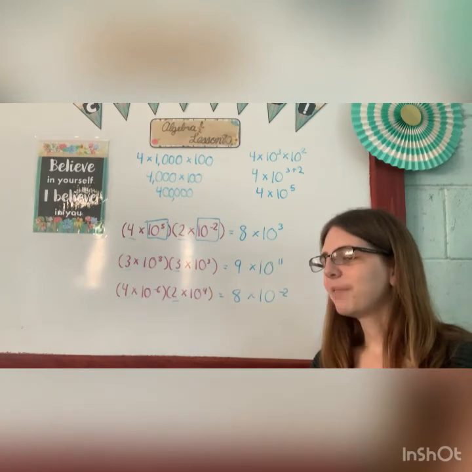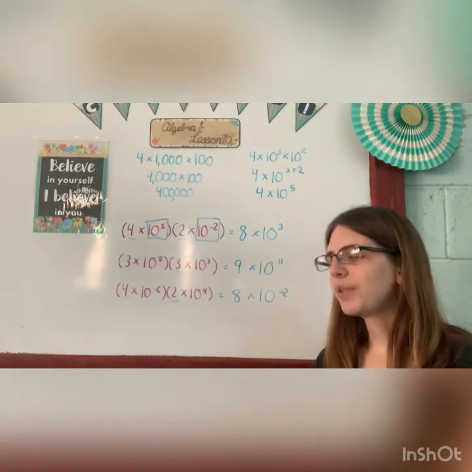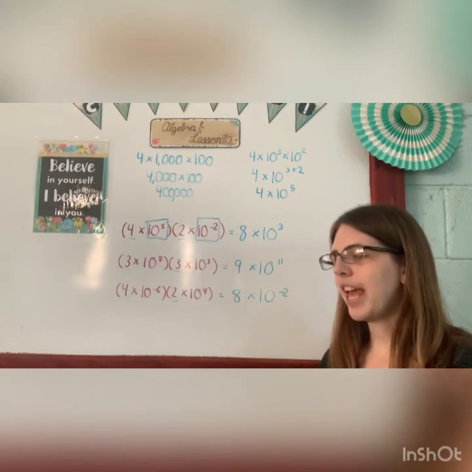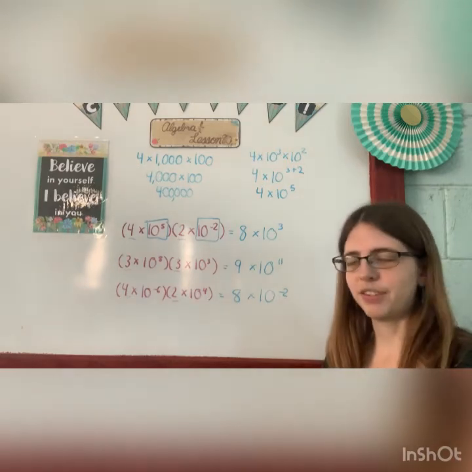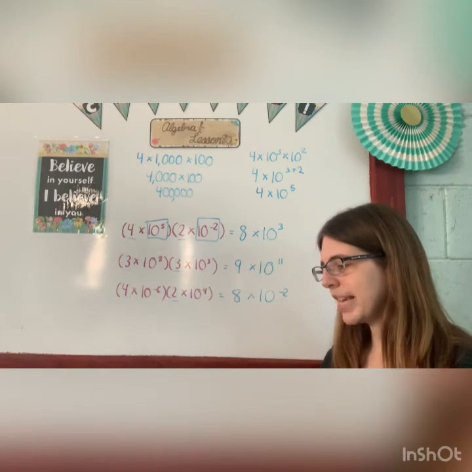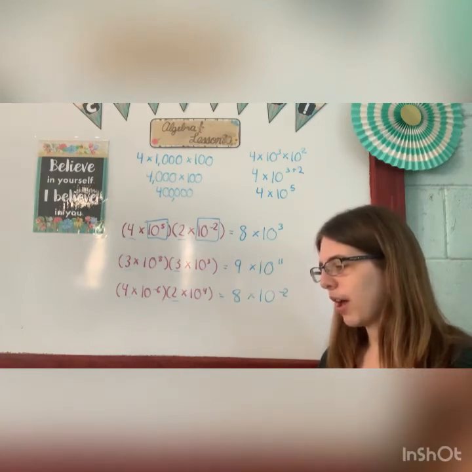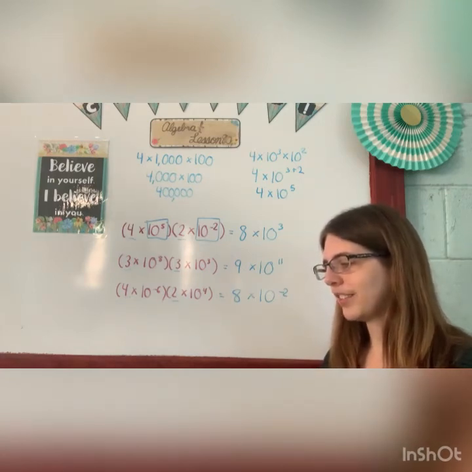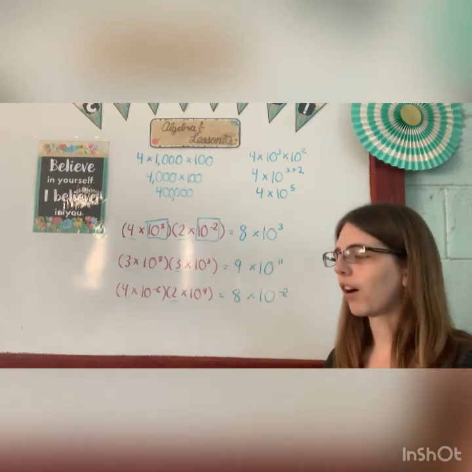Okay, letter A. You should have 4 times 2 is 8. The negative 4 plus positive 14 gives you 10. So 8 times 10 to the positive 10 power. Letter B, 3 times 3 is 9. We have a positive 6 plus a negative 2, so that's 9 times 10 to the positive 4.